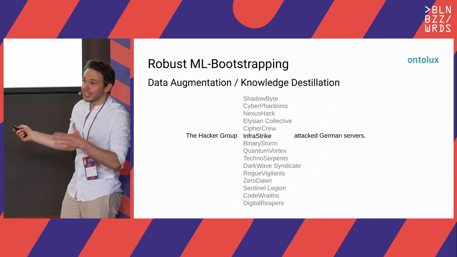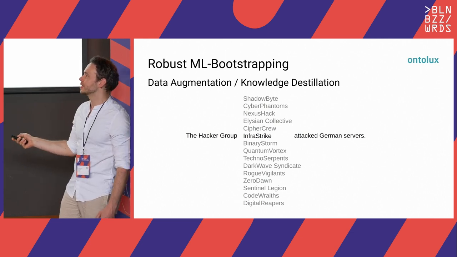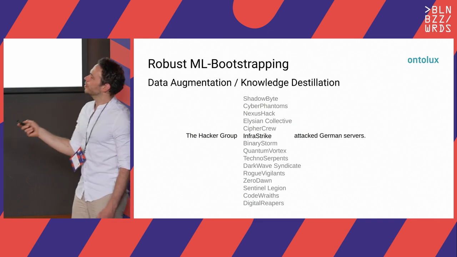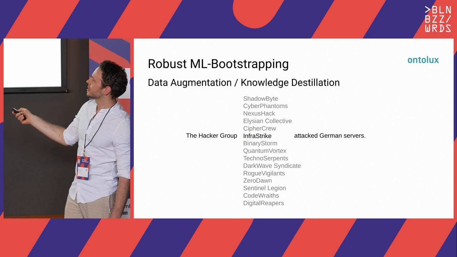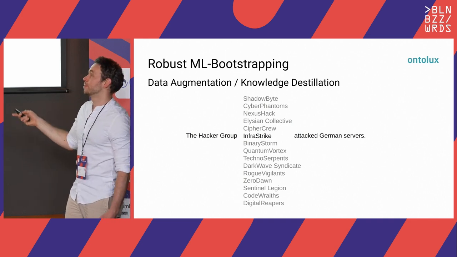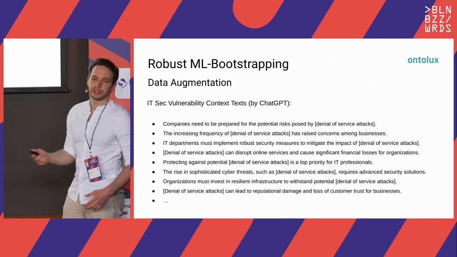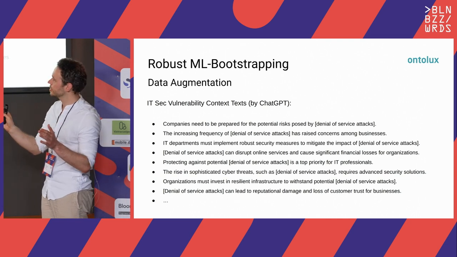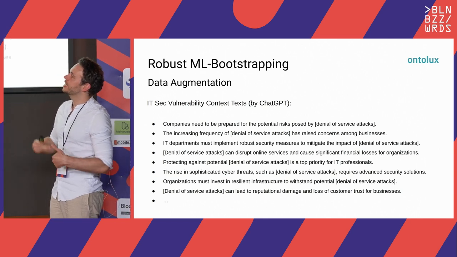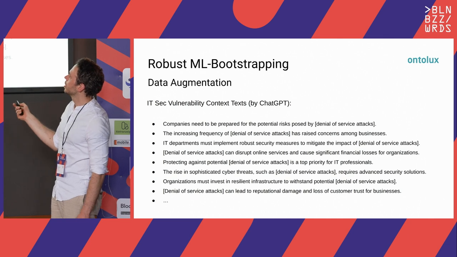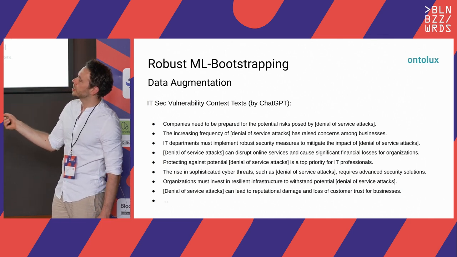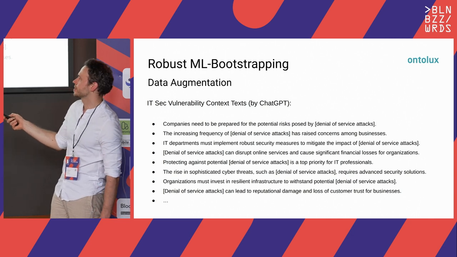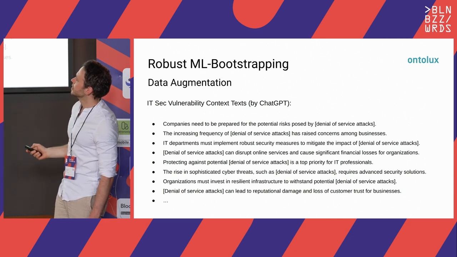So we can use near infinite amounts of additional, well, not additional training data, but at least tokens here, to force the model not just to memorize the word. But now if we do this too much, it might instead memorize the context sentence, and we also do not want that. But we can, for example, use large language models again. Here I used a bit of a different example. I gave the model one sentence with a denial of service attack. And I told it, give me some other context sentences that might also appear around a denial of service attack. And it generated these for me. Companies need to be prepared for the potential risks posed by denial of service attacks. The increasing frequency of denial of service attacks has raised concerns among businesses.